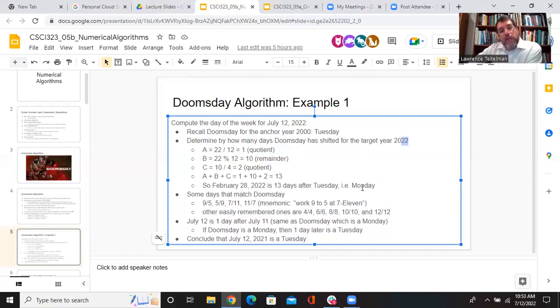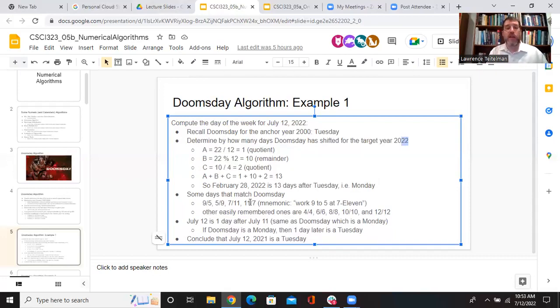Now, how does that help me with July? The answer is, if you Google Doomsday algorithm, you'll find some mnemonics. You'll find many other days, right? There are 52 days of the calendar that are also going to be the same day as Doomsday. And these are some of them, some ones that are easy to remember.